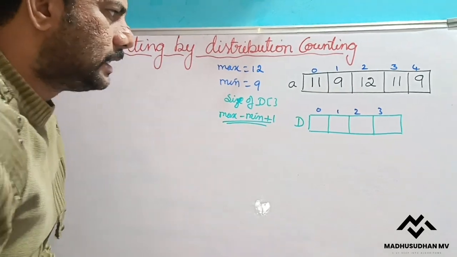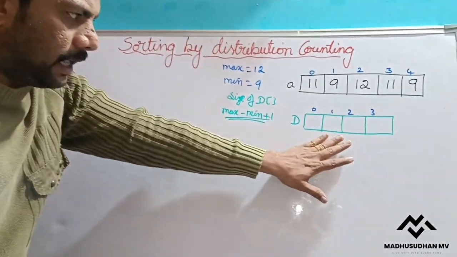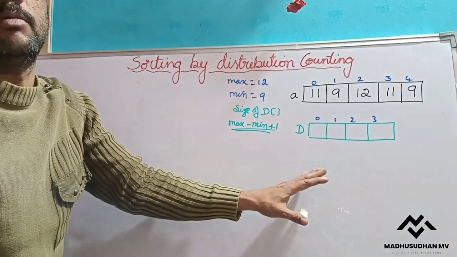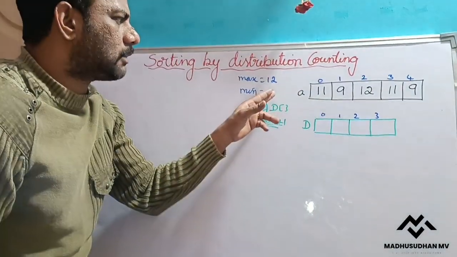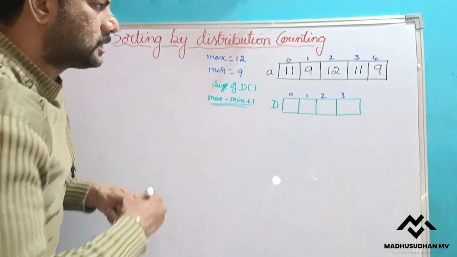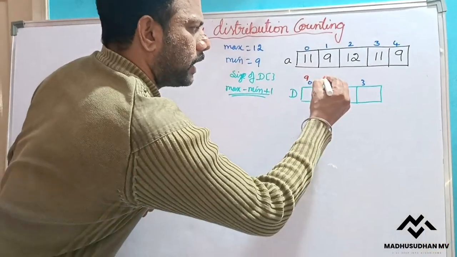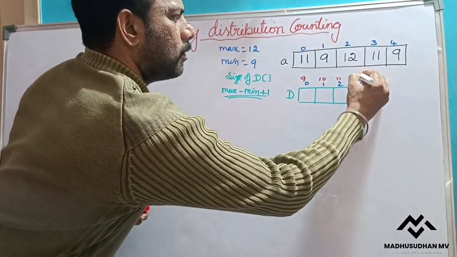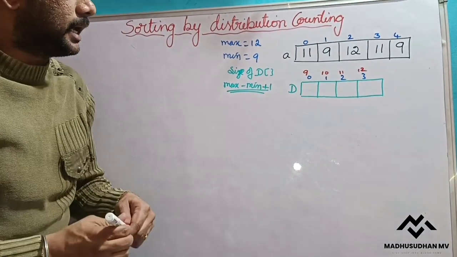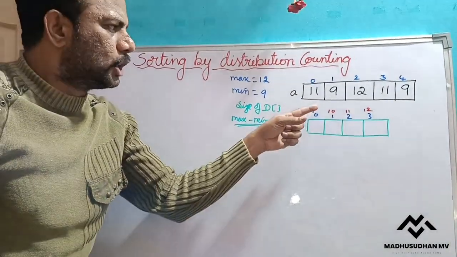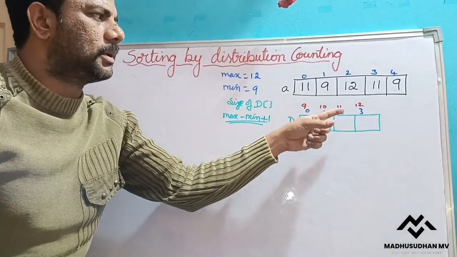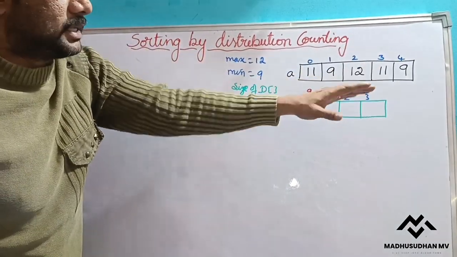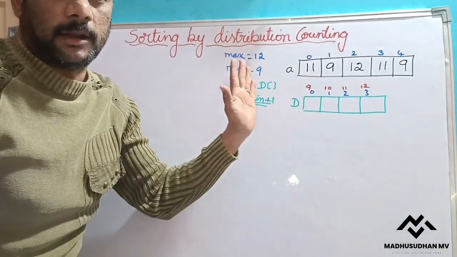If you observe, this array gives us the information about which number occurs how many times. The number range is 9 to 12. So this gives the count of 9, this gives the count of 10, this gives 11, and 12. This 9, 10, 11, 12 I wrote just for you to understand. The array indexes are only 0, 1, 2, 3.